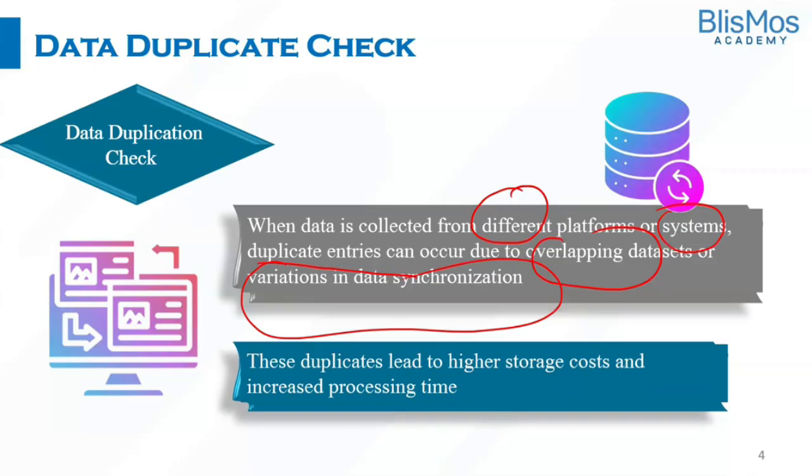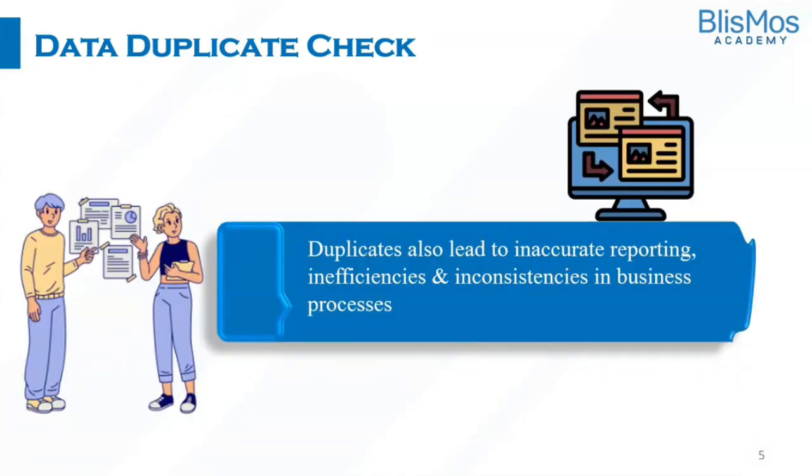Why are they bad? Because duplicates would lead to higher storage costs. And also because there is a duplicate, the processing time also increases substantially. Apart from increased storage costs and higher processing time, duplicates also lead to inaccurate reporting, inefficiencies, inconsistencies in business processes.